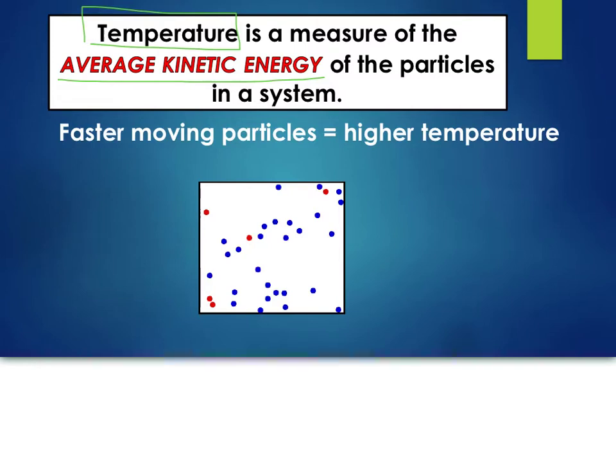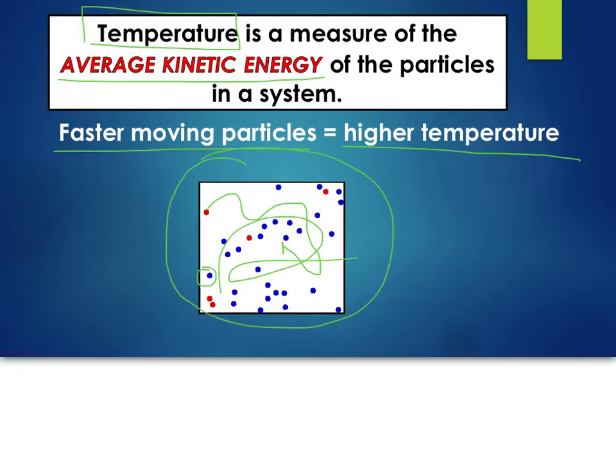Now, if the particles are moving fast, then you're going to have a higher temperature. And this was an animation we had in the PowerPoint. And you can see these particles moving at different speeds. Some would move slow, and some would move really fast. But the temperature is the average kinetic energy. So it's not just one particle, it's all these particles. The average kinetic energy of all these particles is what will give us the temperature of the substance.